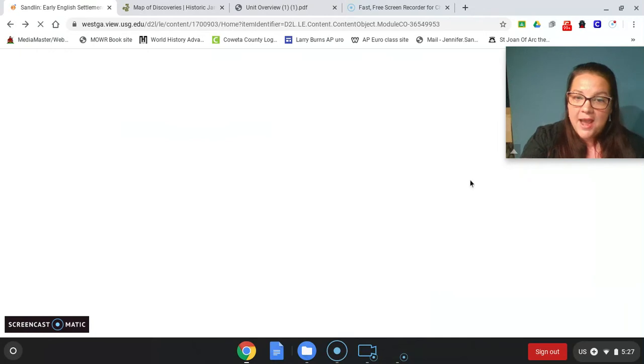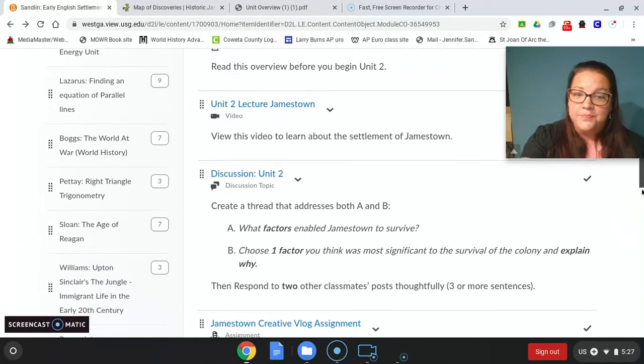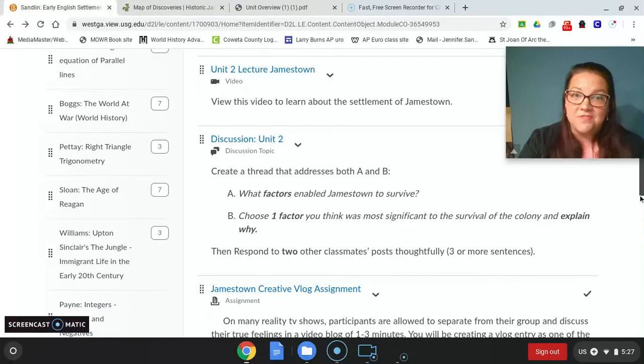So after the PowerPoint, we said that they needed to do the discussion. And so down here, I have the discussion thread about the factors that allow Jamestown to survive. I included 2 pieces to it because that way they had some higher order thinking to do, not just regurgitate, oh, this was a factor that led them to survive, but to say, okay, this is the most important factor and this is why. Kind of putting themselves in the colonists' shoes. Why is it so important that this happened or that they did this in order to survive?